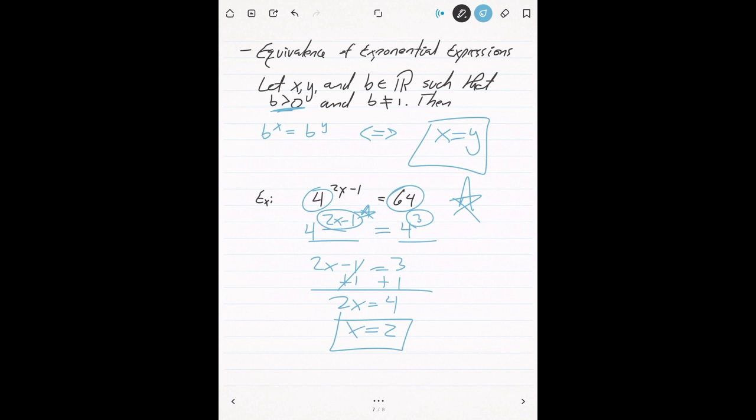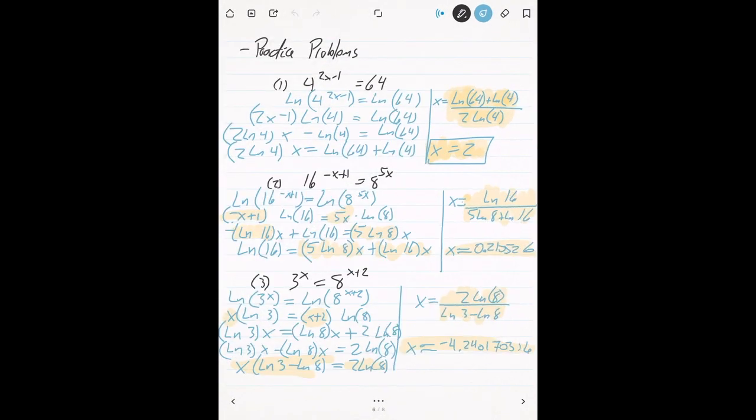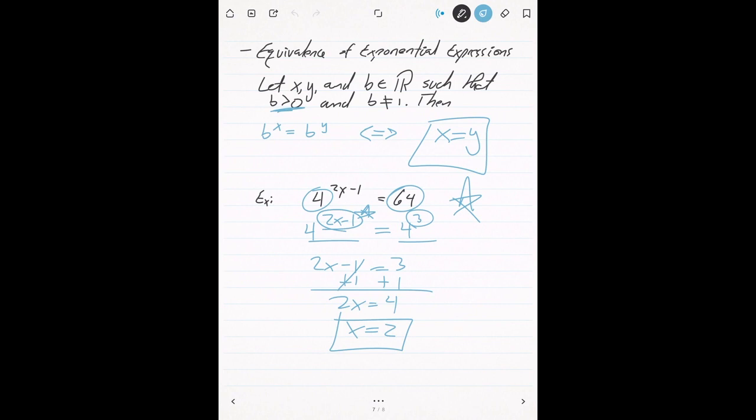How often does that happen? Not very often. In most cases, you're really going to have to use the standard technique that we've been going over, where you take the logarithm of both sides. Now, if you can use this method, go ahead and use it. It makes your work a lot quicker and a lot easier. But don't rely on it every time.